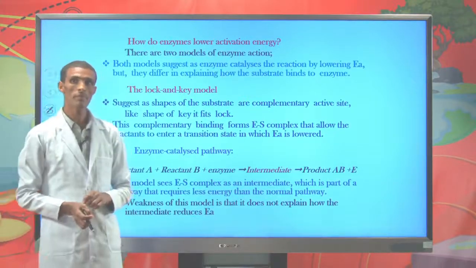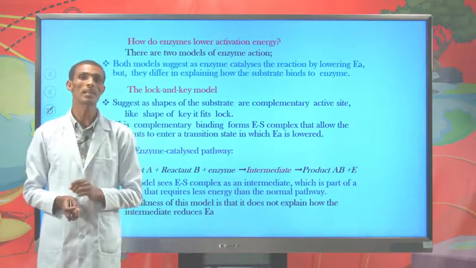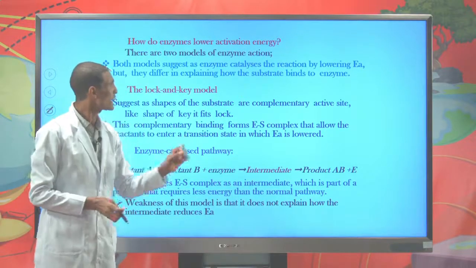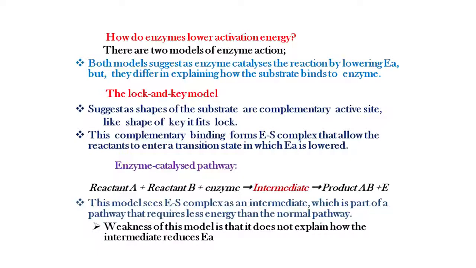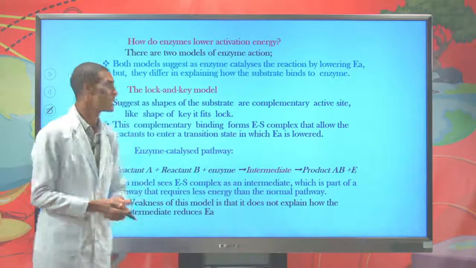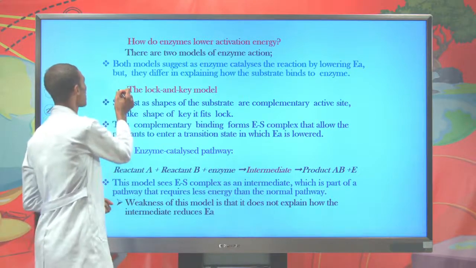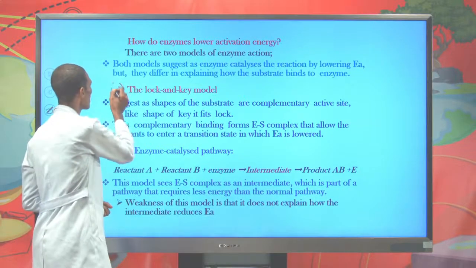So there are two main models indicating how enzyme binding with a certain substrate can lower activation energy. Those two speak about how enzyme binding with substrate lowers activation energy. The main difference is how the enzyme binding with the substrate lowers activation energy. The first model of enzyme action is the lock and key model.